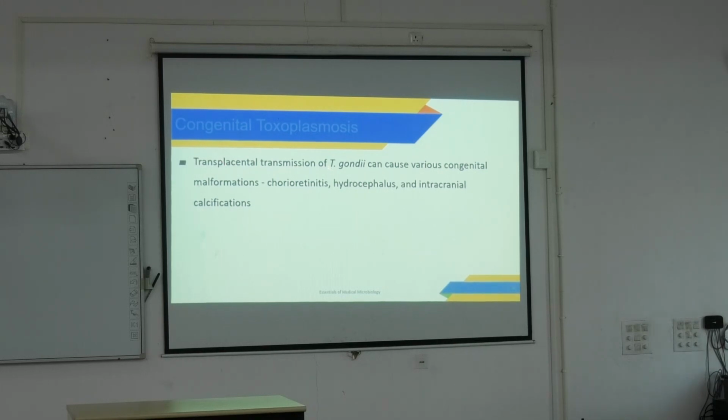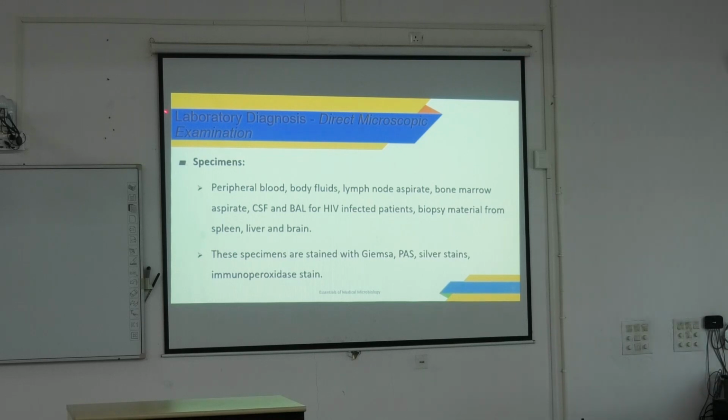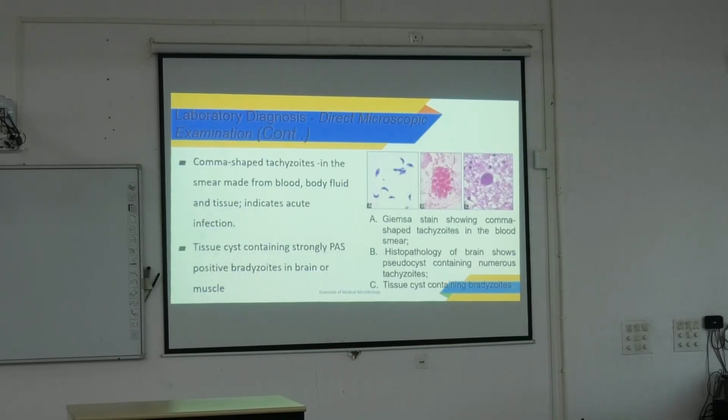Now transplacental transmission: Toxoplasma gondii can cause various congenital malformations. If there is fetal involvement, then chorioretinitis, hydrocephalus and intracranial calcifications will occur. Now lab diagnosis: what samples will we send? Peripheral blood, body fluids, lymph node aspirate, bone marrow aspirate, CSF, and biopsy material from spleen, liver and brain. These specimens can be stained with GMS and PAS silver stain.